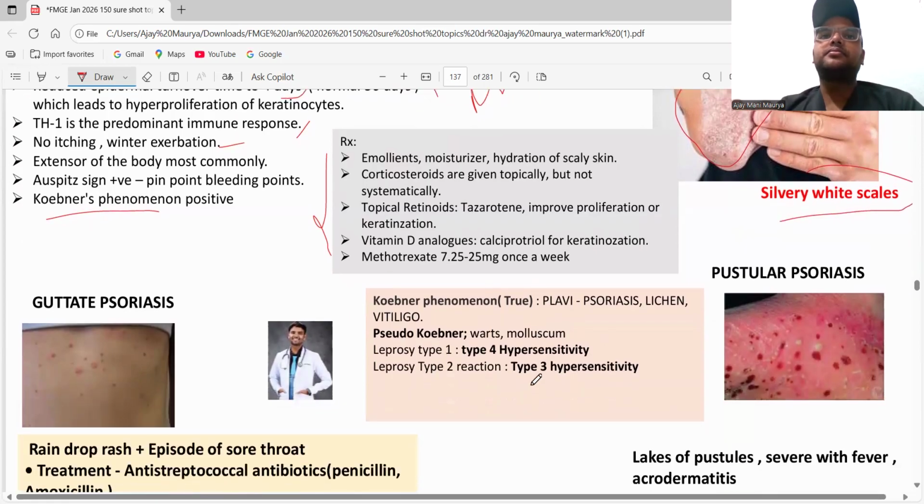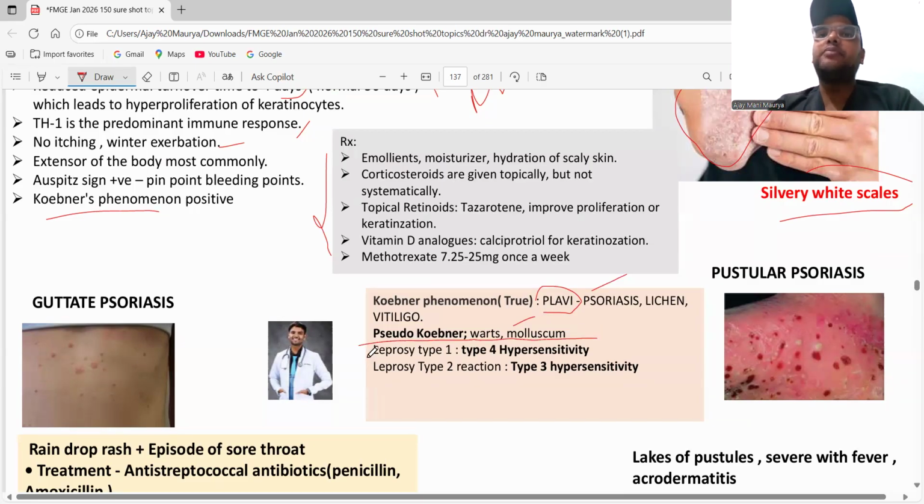Next, remember here the Koebner phenomenon. True Koebner phenomenon, where will we see it? The mnemonic is PLAVI. P for psoriasis, L for lichen, and V for vitiligo. The lichenification. In psoriasis, lichen planus, and vitiligo, we see the true Koebner phenomenon. Pseudo-Koebner is seen in warts and molluscum. Okay, done with this one.